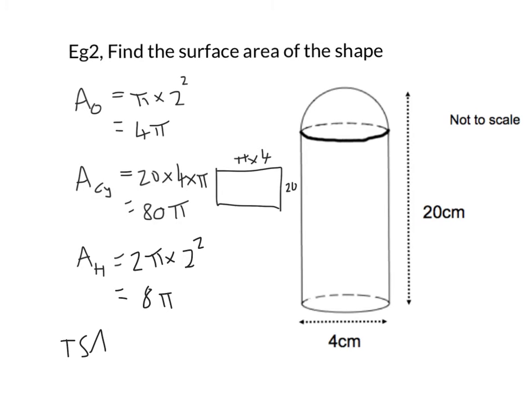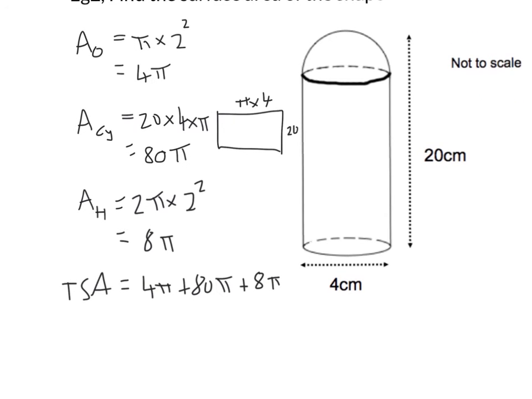The total surface area then would be the 4 pi, the bottom, the curved surface area of the cylinder, 80 pi, and the hemisphere surface area, top bit, 8 pi. And that will give you 92 pi, and if you work that out, that is 289.0 centimeters squared to 1 decimal place.